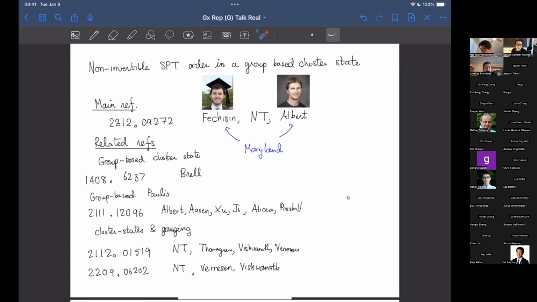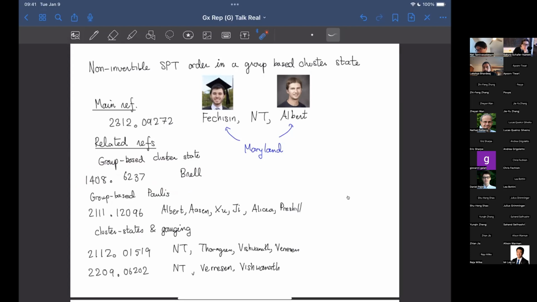The main reference we just put out last month, and there are a couple of related references. The model we analyzed was first introduced in a paper about 10 years ago by Bro, where he introduced this generalized version of a cluster state from the group Z2 to finite groups. And he also conjectured that it was an SPT phase protected by non-invertible symmetry. So it was quite an advanced claim back then.